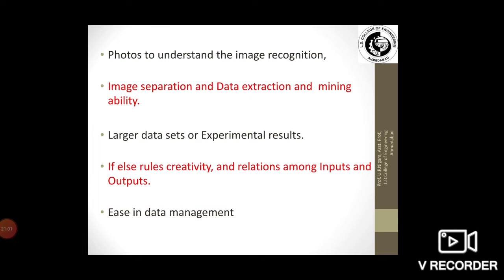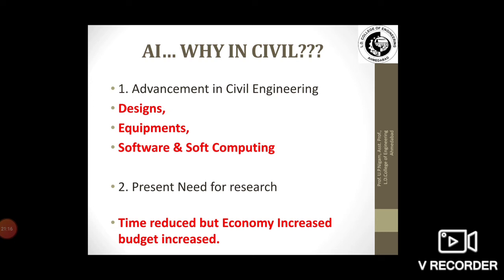The first two are useful for computer science, IT, and communication students. But the last three, meaning use of data sets, if-else rules, creativity, and ease in data management, are the basic three advantages that we are going to use. So why artificial intelligence in civil engineering? That is advancement in civil engineering. I have told you already. There are three fields in which the advancement in civil engineering is going on: designs and planning, equipments and machineries, and third, softwares and soft computing.